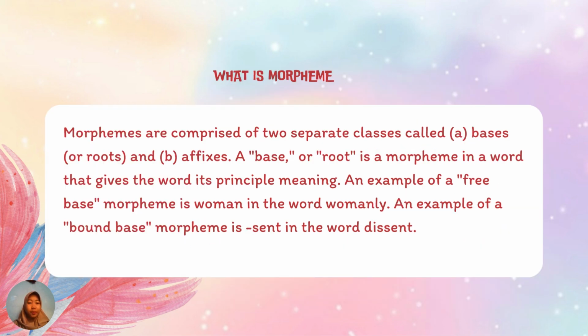Next, what is a morpheme? Morphemes are composed of two separate classes called base or root and affix. A base or root is a morpheme in a word that gives the word its principal meaning. An example of a free base morpheme is woman in the word womanly. An example of a bound base morpheme is saint in the word decent.